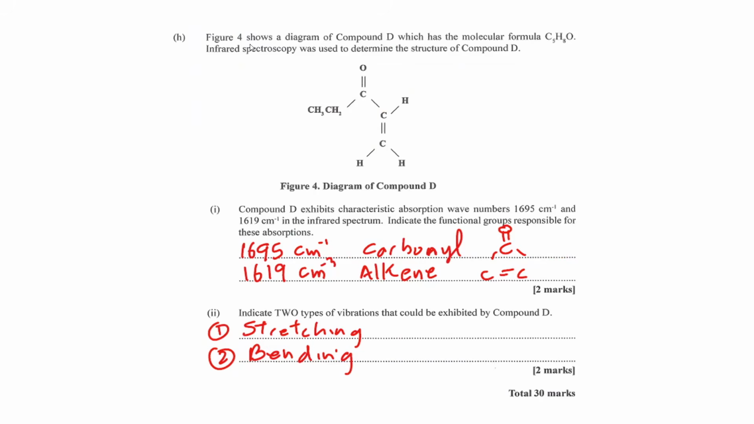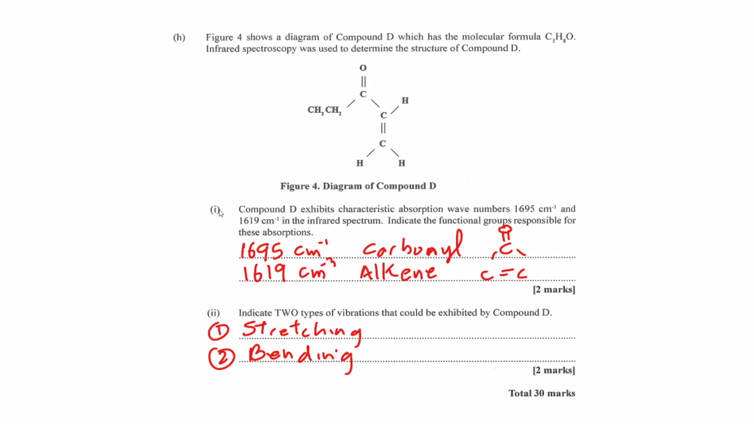Part H. Figure 4 shows a diagram of compound D, which has the molecular formula C5H8O. Infrared spectroscopy was used to determine the structure of the compound. And this is the structure of the compound. So you notice we have a carbon-carbon double bond and we have a carbonyl group.